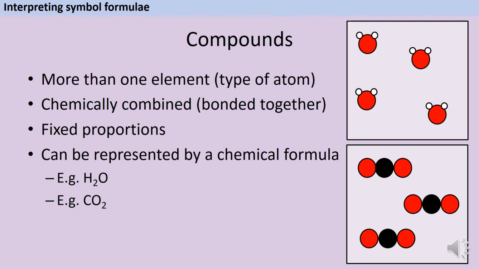There are only just over 100 chemical elements, but there are millions of different compounds because these elements can be arranged together in different ways. A compound is a substance that contains more than one element, in other words, more than one type of atom, and these must be chemically combined or bonded together in fixed proportions. This means that they can be represented by a chemical formula. For instance, H2O refers to molecules that contain 2 atoms of hydrogen and 1 atom of oxygen, while CO2 refers to molecules that contain 1 atom of carbon and 2 atoms of oxygen.